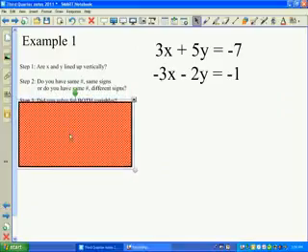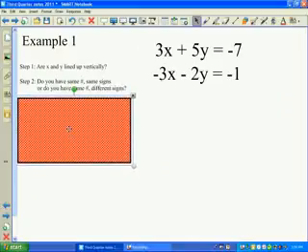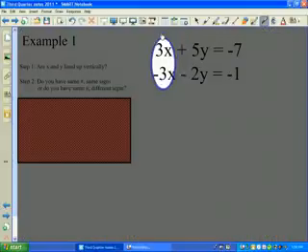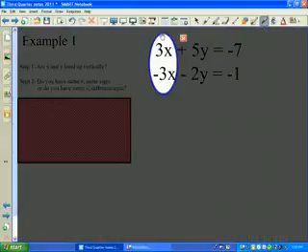Now the next thing I should be thinking of, come with me: do you have the same number? Which one of those two variables has the same number? Is it my x's or is it my y's? Hopefully you said my x's. Both of those x's have a 3 as a coefficient.